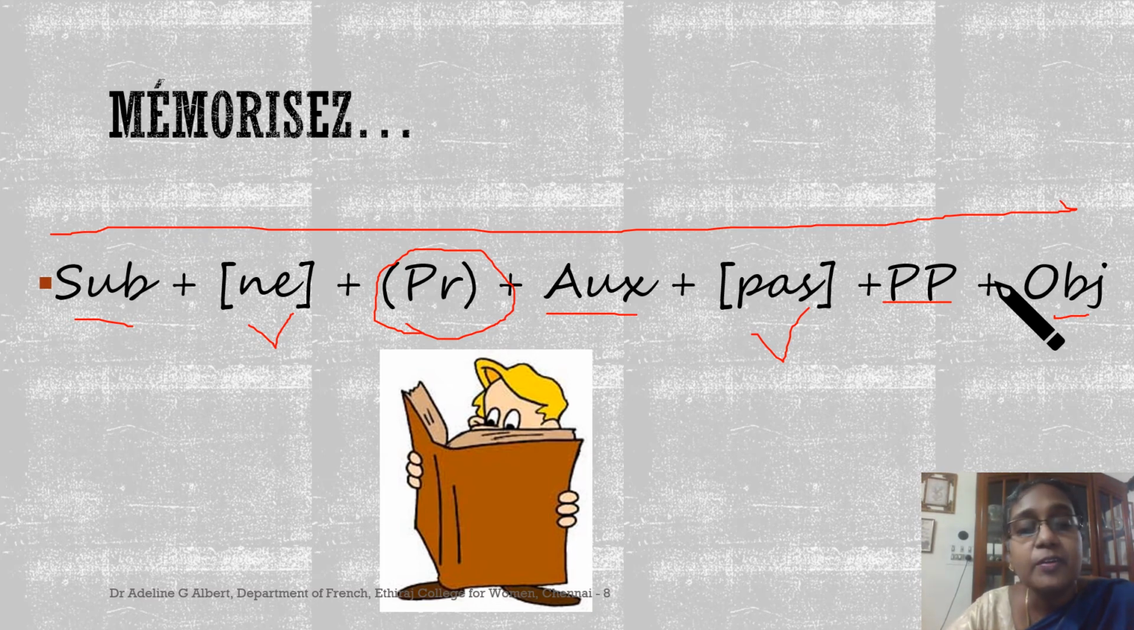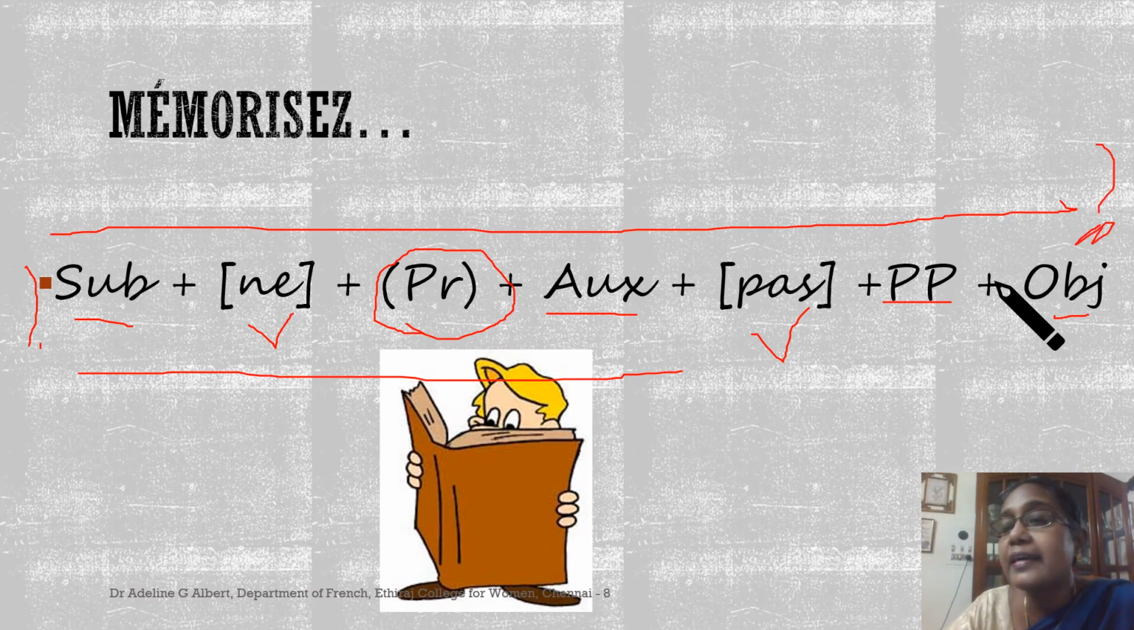Alright, if it's a question, I invert my subject and my auxiliary. Just my subject and my auxiliary. If I'm trying to ask a question with est-ce que, I put est-ce que in front of my sentence. If I'm asking a question with just my voice, I have my question mark at the end of my sentence. So this is your basic structure. Is that clear?